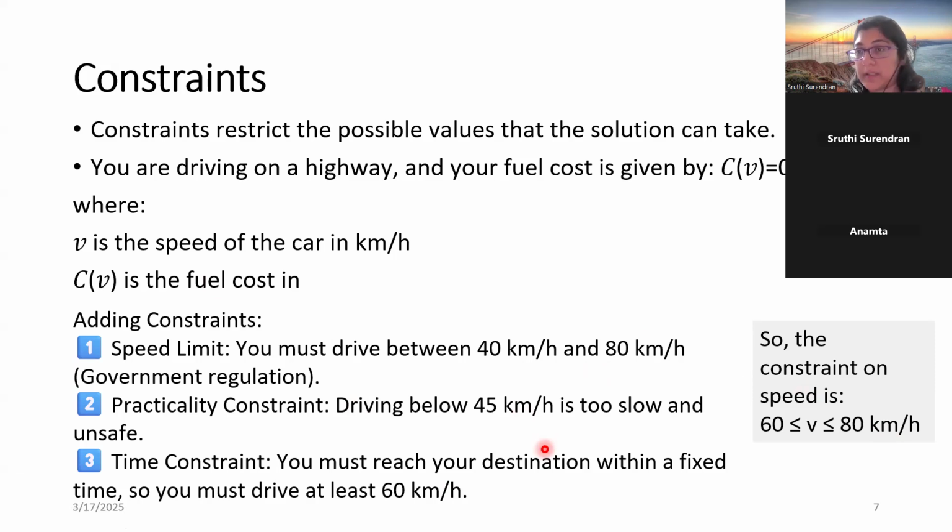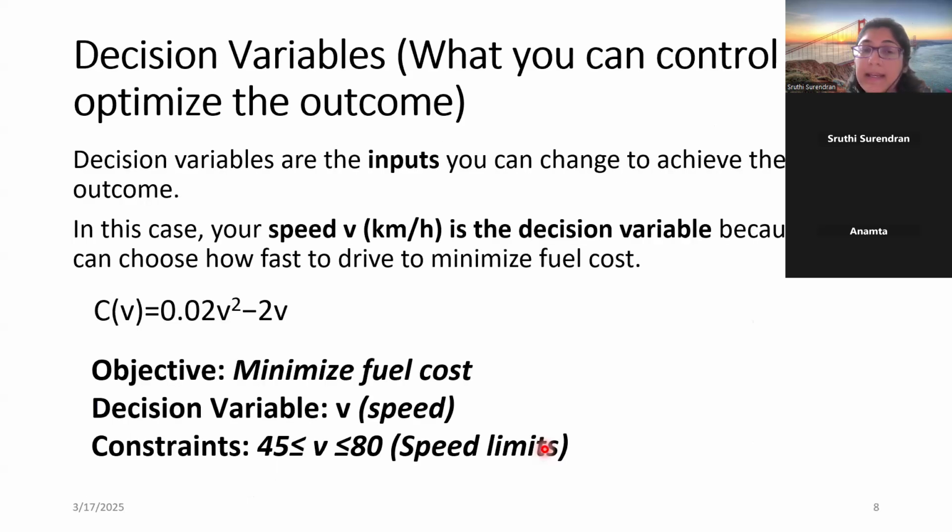So we looked at what objective function is. Objective function is finding the optimal solution to a problem. So optimal can be maximizing whatever requirement you have or minimizing whatever requirement you have. The third component is the decision variable.